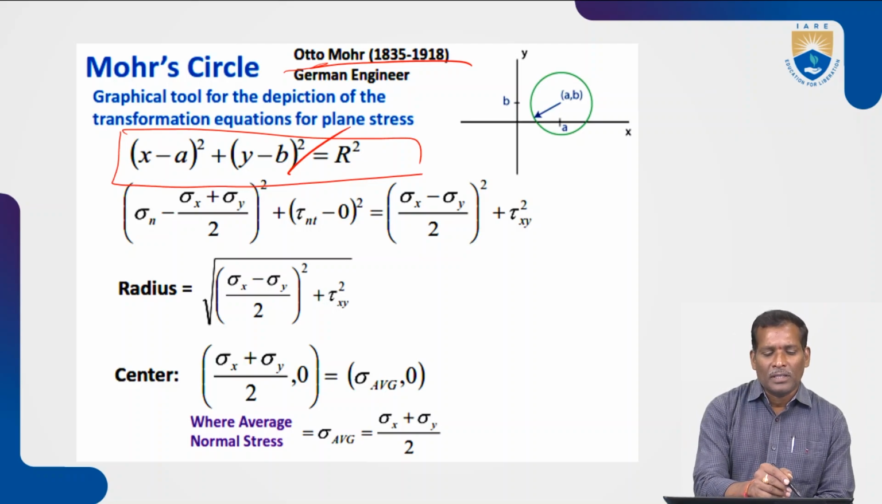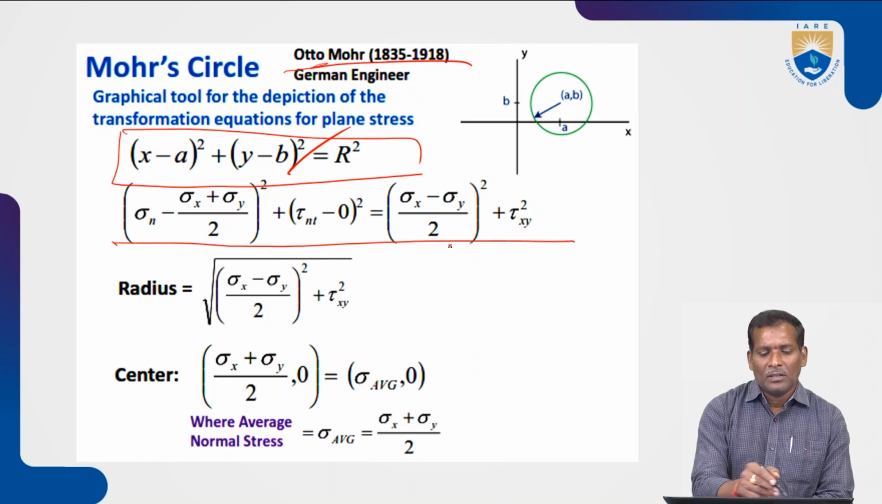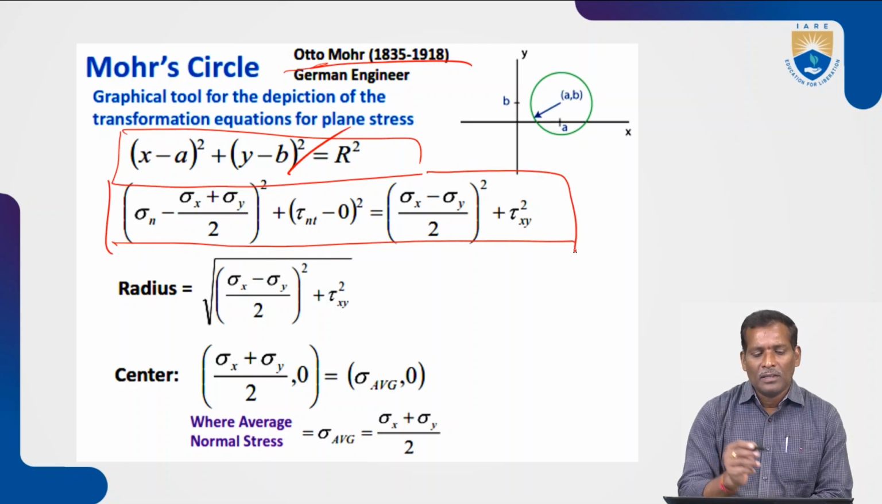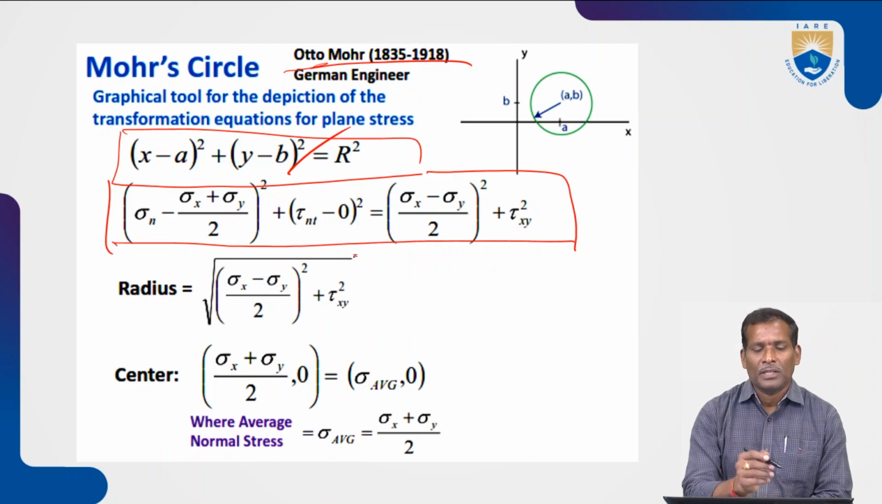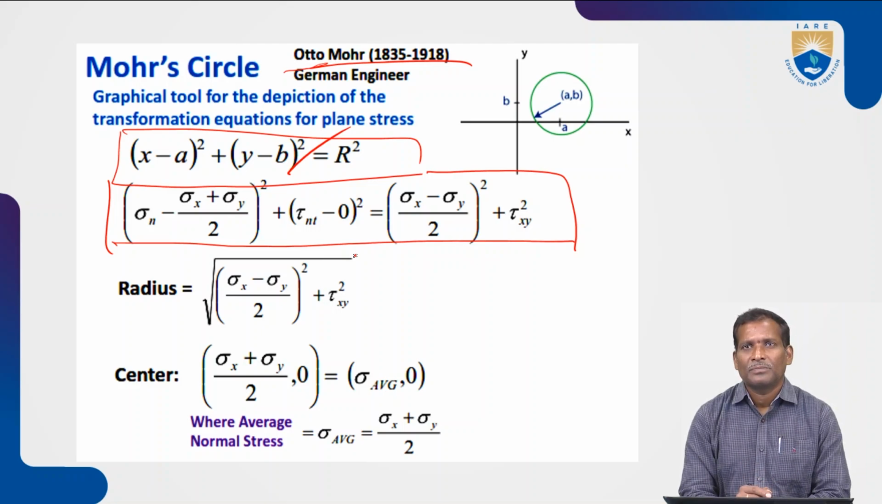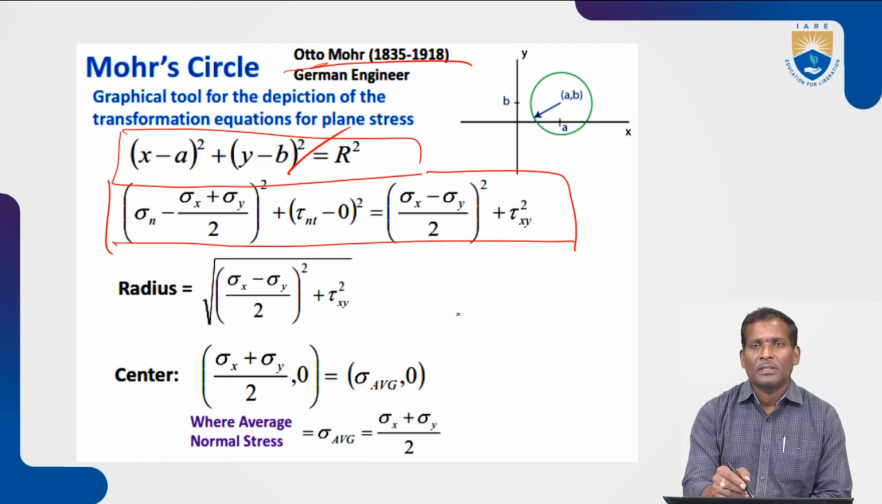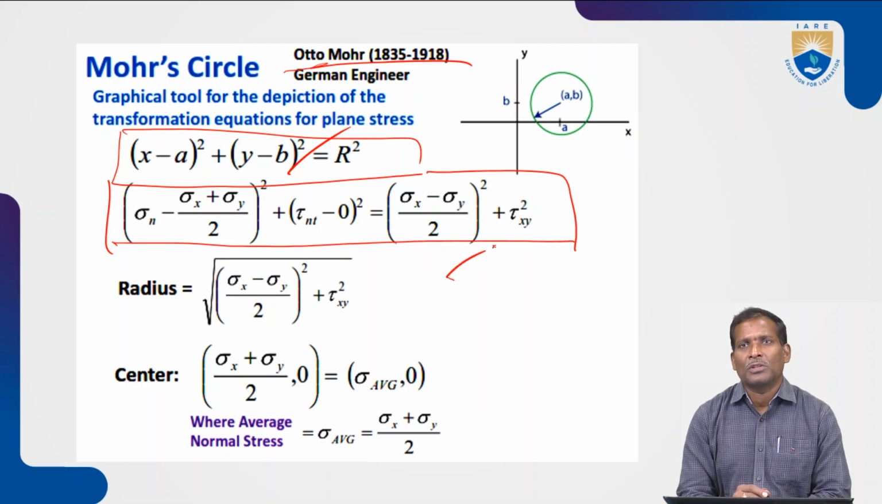So this equation you can write in terms of normal stresses and maximum and minimum principal stresses. (sigma n minus (sigma x plus sigma y) by 2) whole square plus sigma t square, maximum tangential shear stress, is equal to ((sigma x minus sigma y) by 2) whole square plus tau square xy.